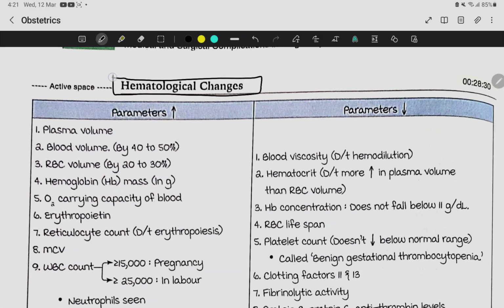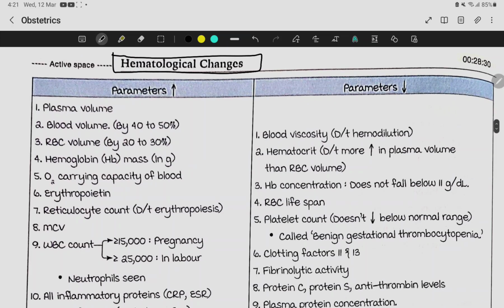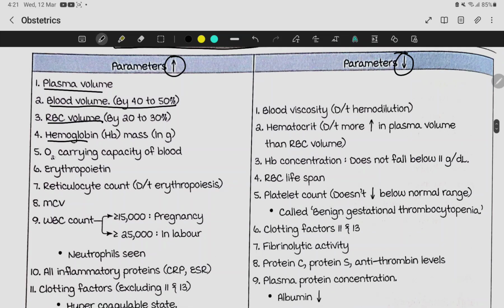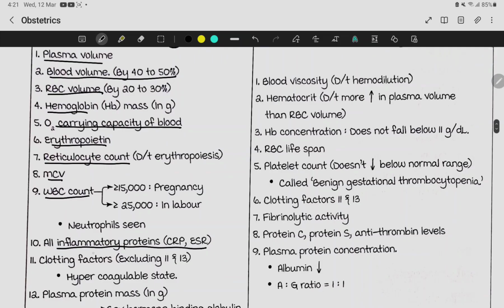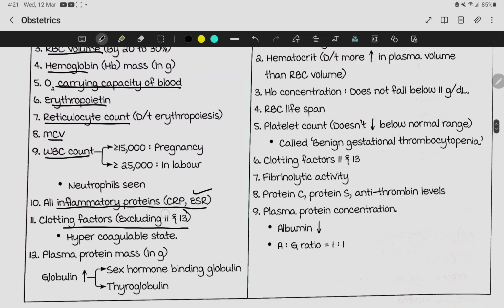Coming to the hematological changes, we have parameters which increase and parameters which decrease. Coming to parameters which increase, we have the plasma volume, blood volume, RBC volume, hemoglobin, oxygen carrying capacity, erythropoietin, reticulocyte count, MCV, WBC count, all inflammatory proteins like CRP and ESR, and then clotting factors, especially, these two are not, it is excluding this. All the other clotting factors are increased.